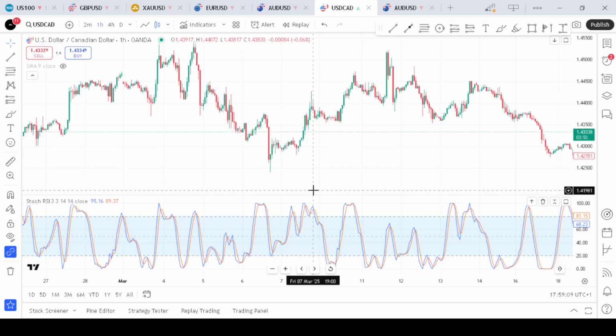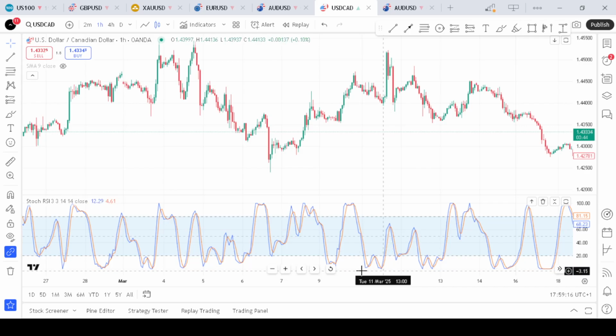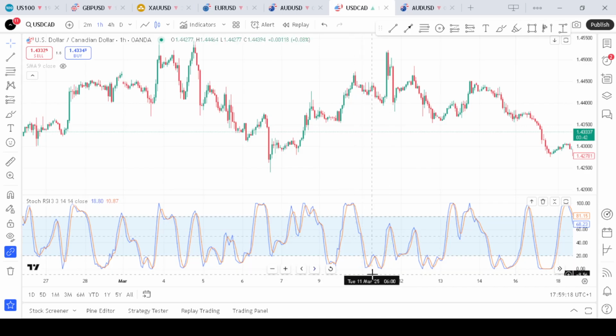Remember, the stochastic RSI operates on a scale from 0 to 100, with readings above 80 considered overbought and readings below 20 considered oversold. These levels help traders to identify potential reversals and trend changes in the market.